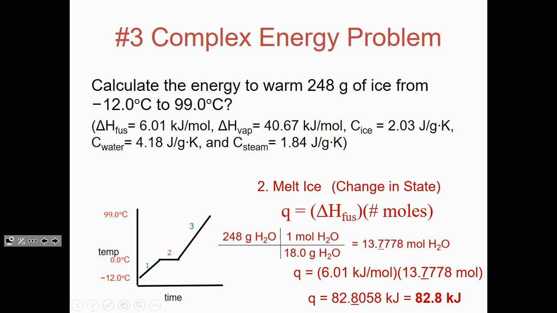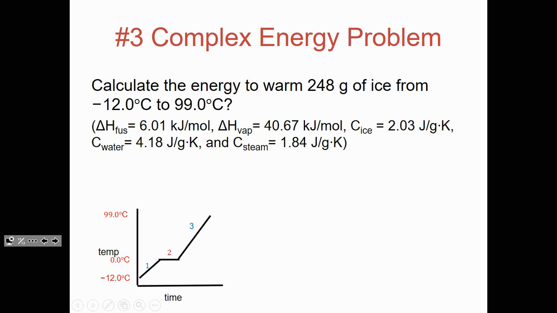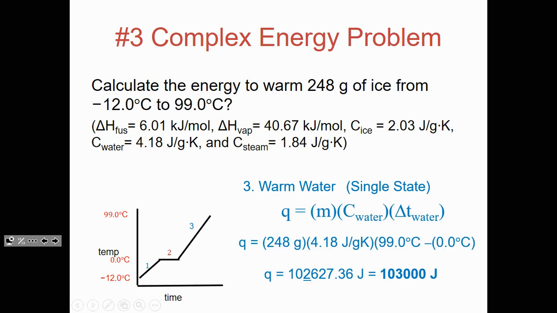And then finally, we have region 3. In region 3, we're back to a single state situation as we warm up the water. So that's back to a Q equals mc delta T. But now we need the C of water and the temperature change that water went through. So that'd be 99 minus the 0. And for the C, we've got to use the 4.18 value.